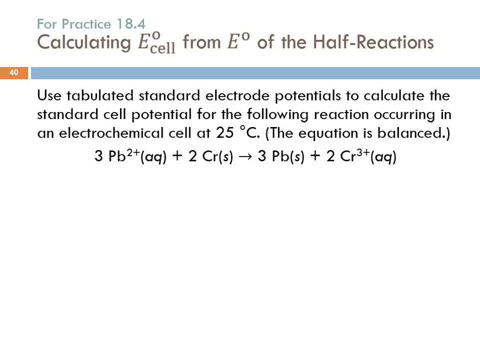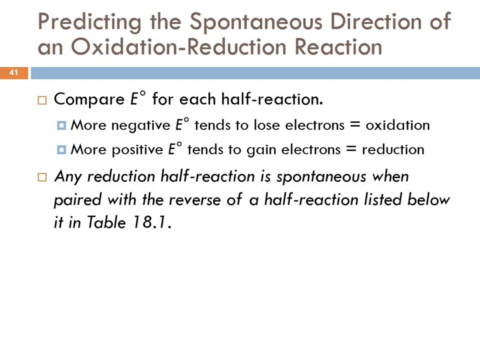Okay, let's see where we are here. That's what we just did. So how can we predict if an oxidation reduction is spontaneous? One direction is going to be spontaneous. It's just a matter of which direction it is. And so there's two methods.